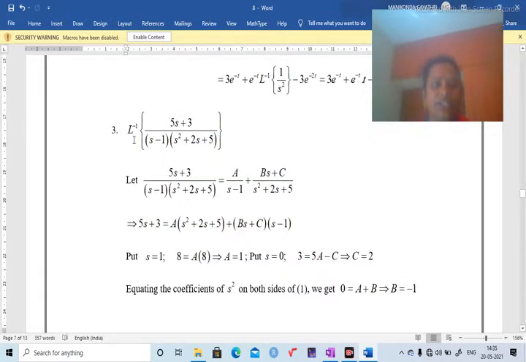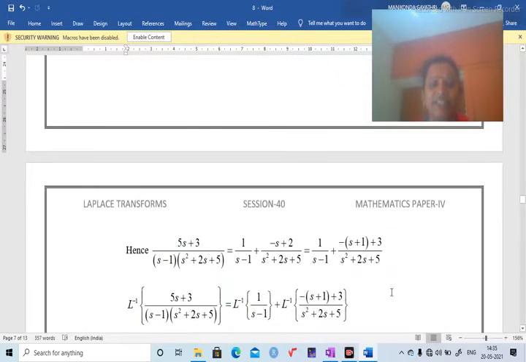Next question, L inverse of (5s plus 3) by (s minus 1) into (s square plus 2s plus 5). I am going to write this fraction as a by (s minus 1) plus (bs plus c) by (s square plus 2s plus 5). Take LCM, cancel the denominators, then this is the equation which I am going to get. Put s equal to 1, then a equals 1. Put s equal to 0, then c equals 2. Compare the coefficients of s square on both sides, then b equals minus 1. Substitute the values, then I am going to get this step.